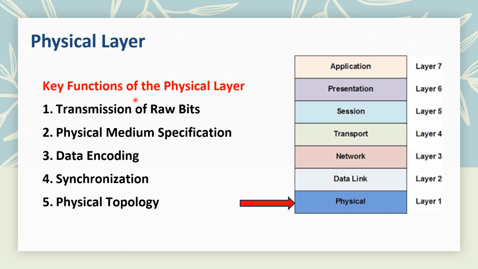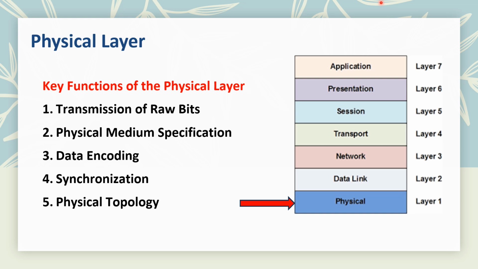Some of the key functionalities of the physical layer are transmission of raw bits. The physical layer converts data into electrical, optical, or radio signals that can travel over the network's physical medium. This means turning binary data, zeros and ones, into signals that can be transmitted over cables or through the air. It defines the physical characteristics used for communication, such as cables, fiber optics, or wireless channels. The physical layer is responsible for encoding the data into a format suitable for transmission.